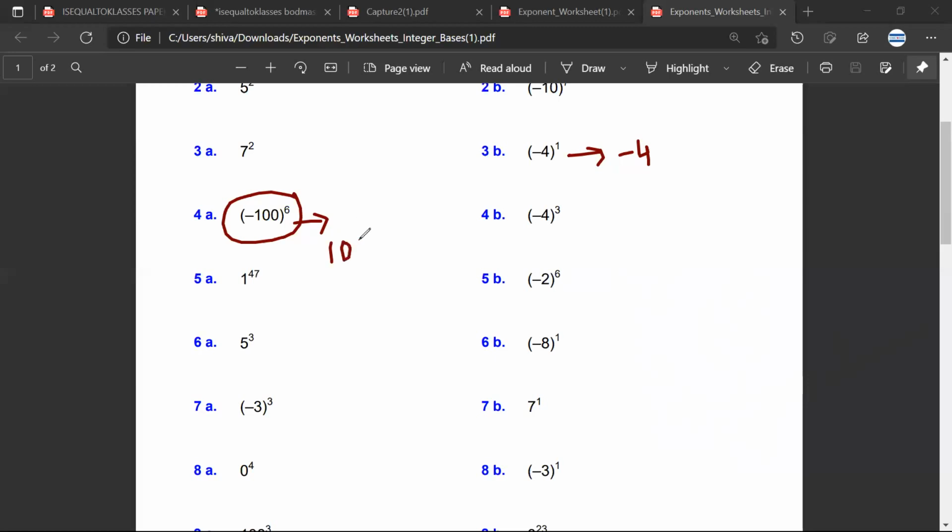Minus 100 raised to power 6 equals 1000000. Should there be a negative or there should be a positive? Negative, sir. Why negative? Because the 6 would come down. Should there be a negative or a positive?